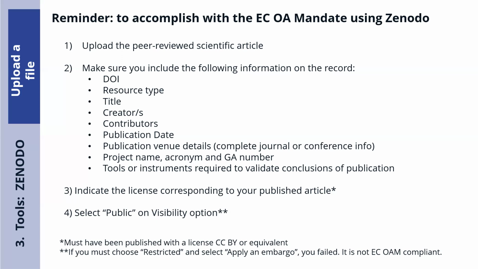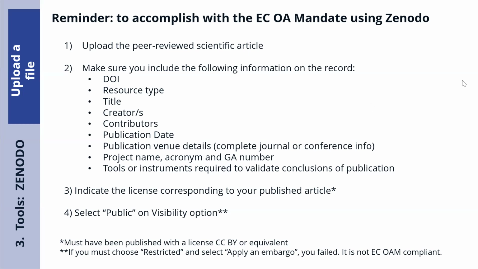And respect visibility. If you choose restricted on the visibility option and select apply an embargo, you failed. It's not compliant with the open access mandate. No embargo options can be accepted in European projects with respect to journals because it's against the open access mandate.